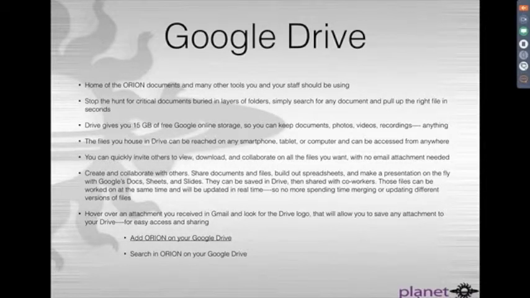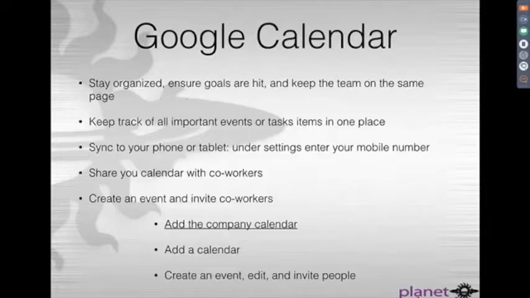So now that we've added Orion to our Google Drive and we know how to search in Orion, let's go on to our next Google tool, Google Calendars. Google Calendars is going to help us to stay organized. It's going to help us ensure that our goals are hit, and it's going to keep our team on the same page. With Google Calendars, you can track all of your important events or tasks and items in one place.